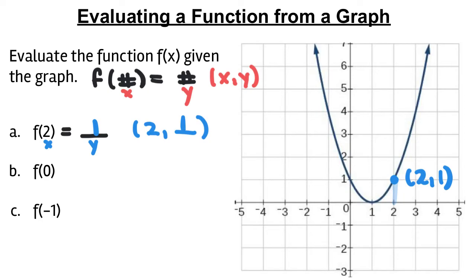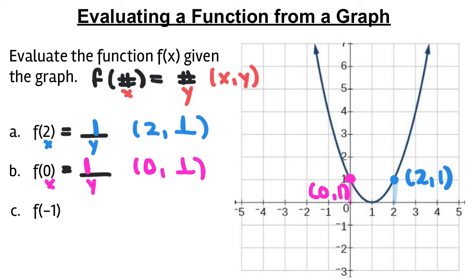For the next one, we're finding f of 0. Now in this case, we know that 0 is x. We don't know what this y is. So I could write it as 0, what number? And if I go to 0 on the x-axis and I go up, I see there's a point right here at 0, 1. So since I have a point at 0, 1, f of 0 is 1.